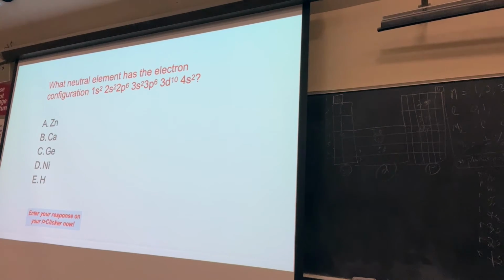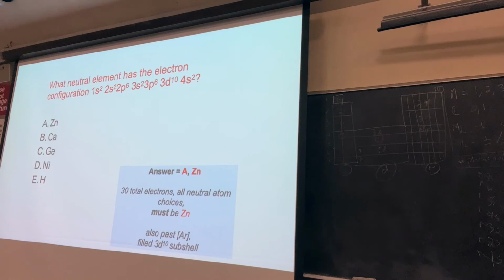A relatively easy way to do this problem is because it's a neutral atom, all right, you can just literally add the superscripts together because the superscripts will tell you the total number of electrons. Total electrons equals atomic number from the periodic table. So 2 plus 2 plus 6 is 10, plus 2 plus 6 more, that would be 18. 18 plus 10, 28, plus 2 would be 30. And if you look on the periodic table, number 30 right there is zinc.